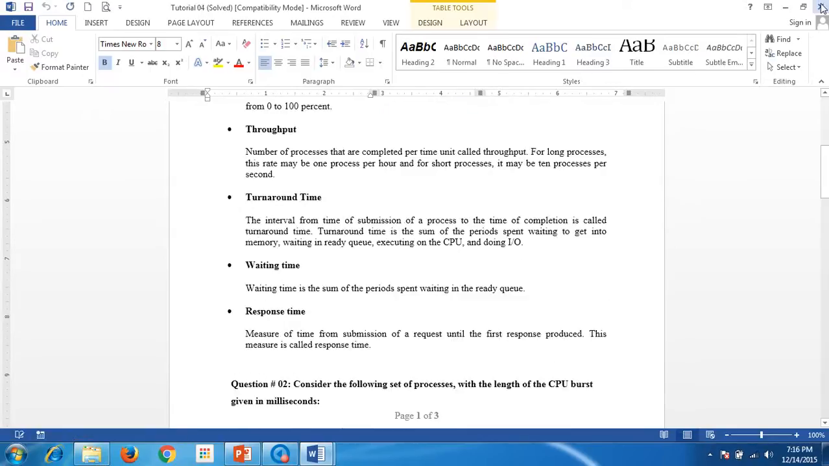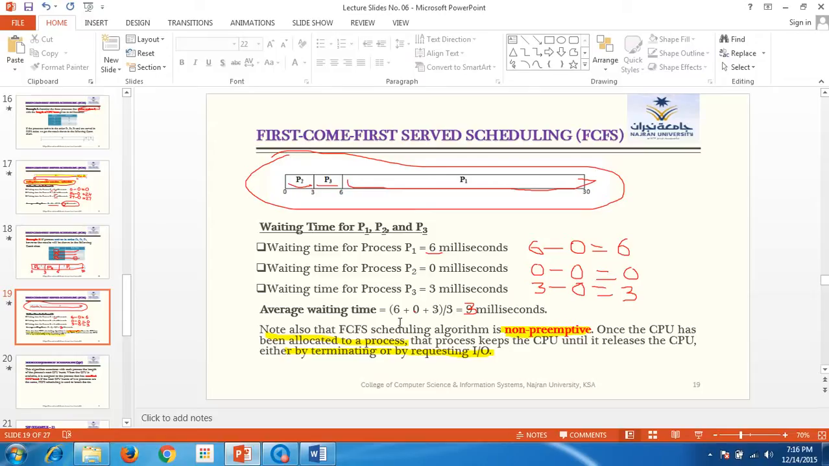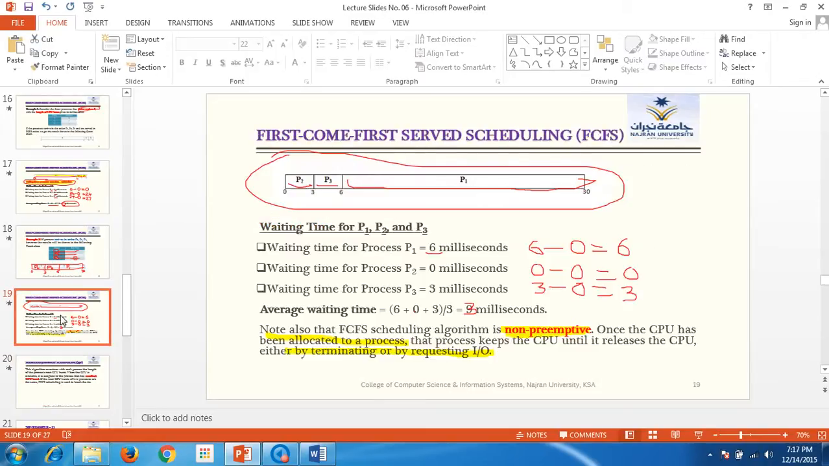So what is your task? You need to solve this tutorial. You will also find the solution on Blackboard, but try to solve it by yourself. So this is our first algorithm, the first come first serve scheduling algorithm. It's very simple. In the same way you can calculate the average turnaround time and the average response time. In shortest job first I will tell you how to calculate the turnaround time and the response time.